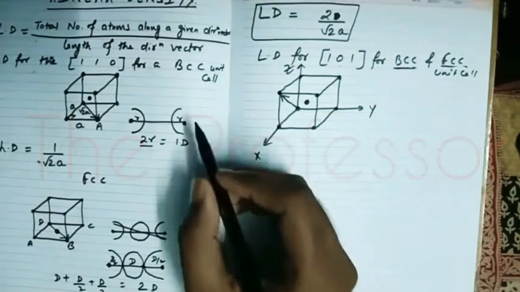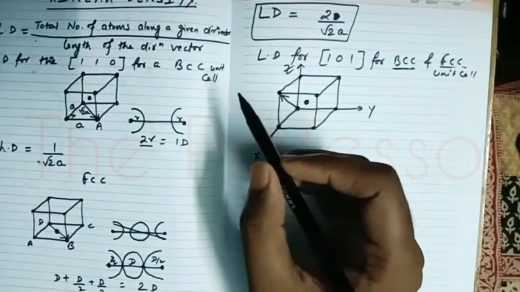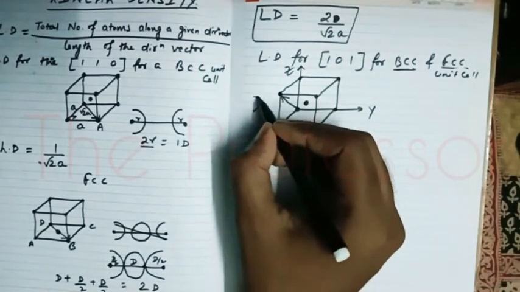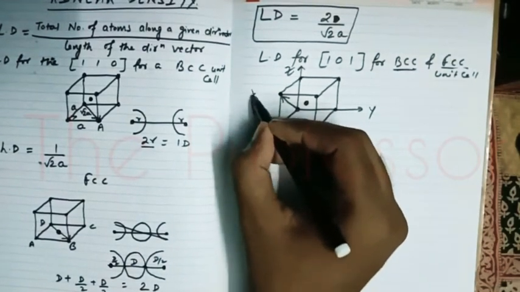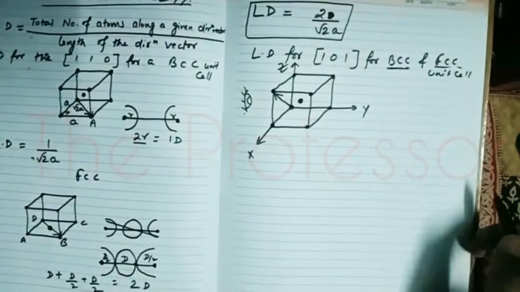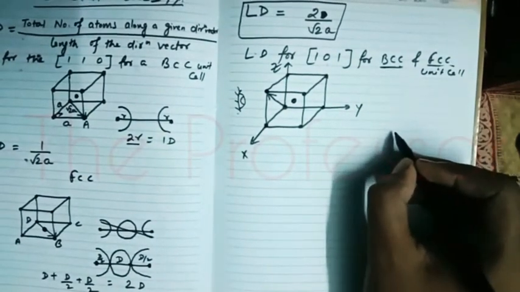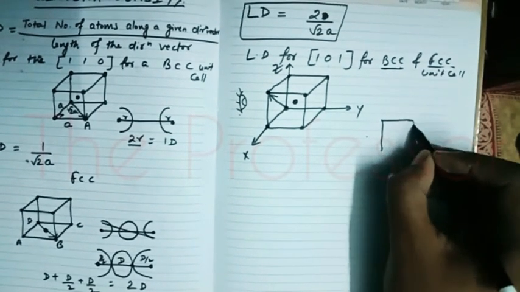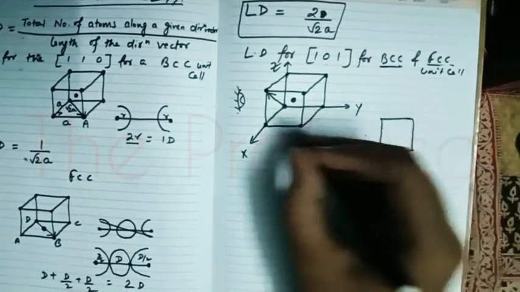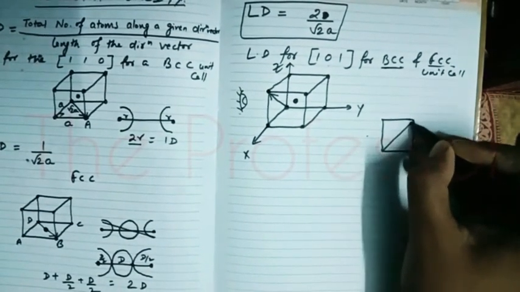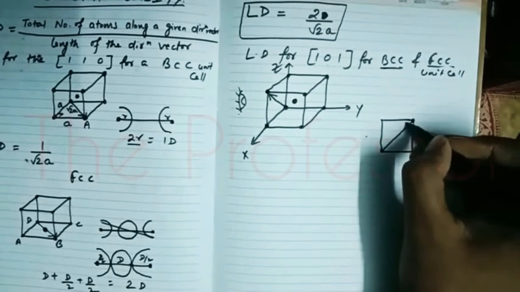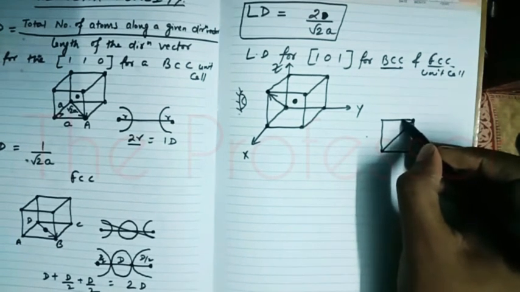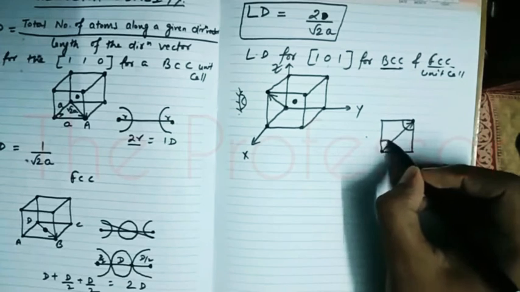So again, first of all, let us find out the number of atoms which are present along this direction vector. Let us look at this direction vector from this side. How will it look? It will look somewhat like this. This is your direction vector. You are looking at it from this side. This is your origin, and this is the point. Okay, here you are having an atom, and here you are having your atom, right?